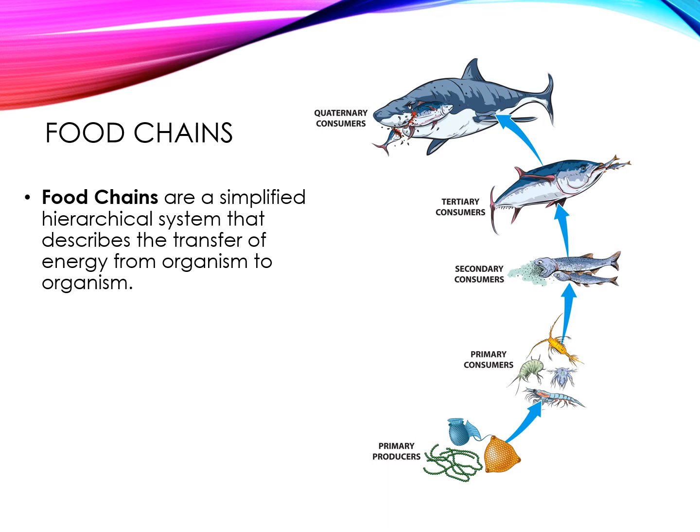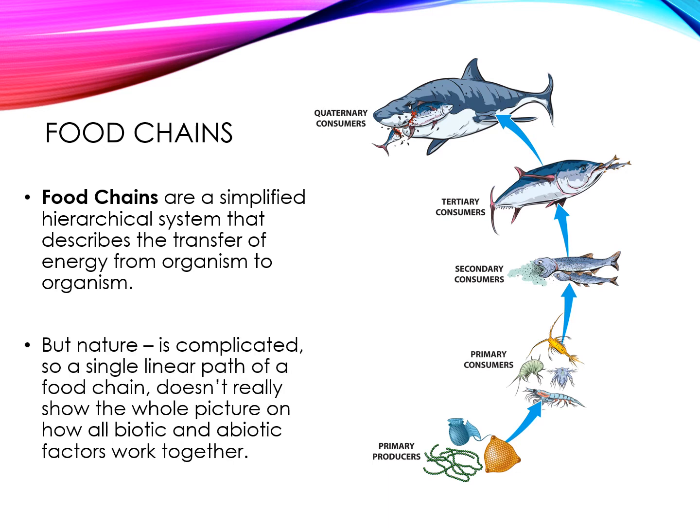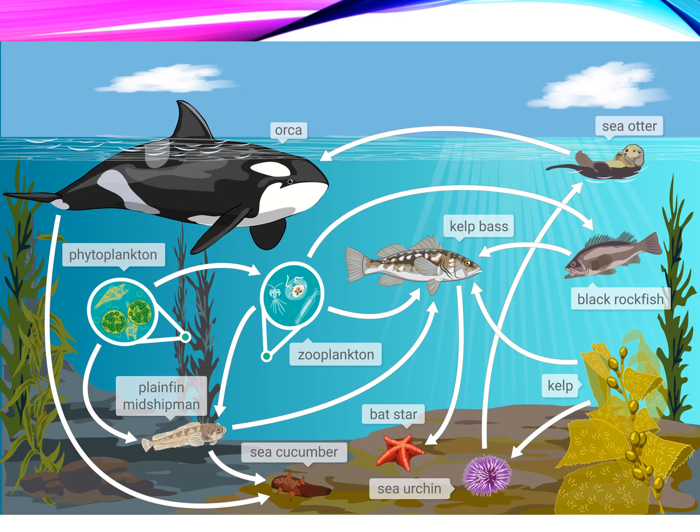Okay? Nice, simple, linear. However, nature is complicated. The single linear path of a food chain doesn't really show the whole picture on how all biotic and abiotic factors work together. This will actually look something like this. So arrows going everywhere in every direction, right? So it's not as simple as the kelp gets eaten by the sea urchin gets eaten by the sea otter gets eaten by the orca.